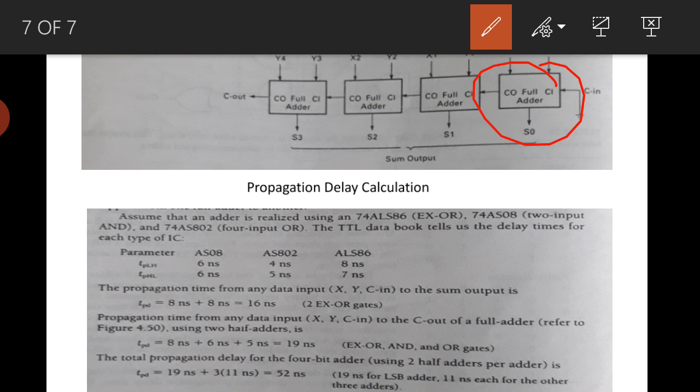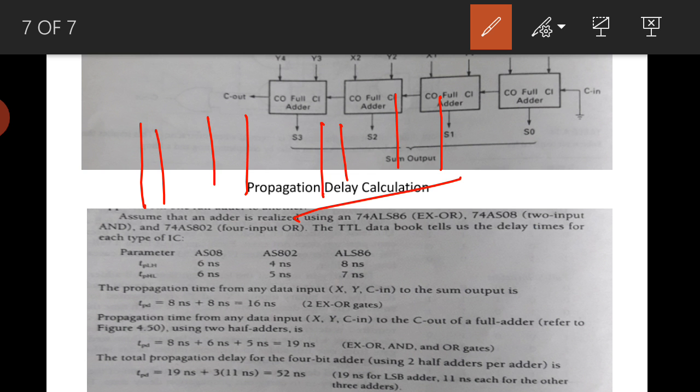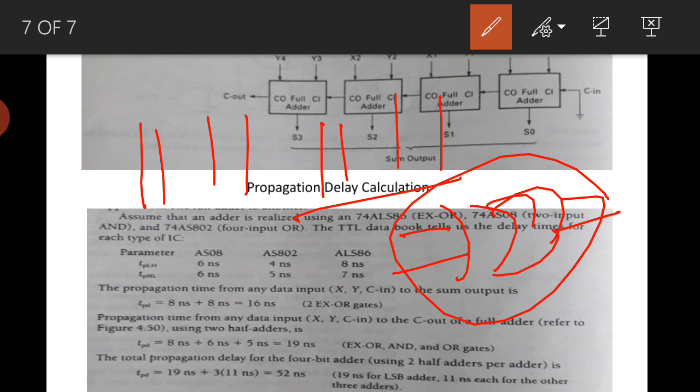If you consider it overall, 3 into 11, plus 19, the total is 52 nanoseconds for the 4-bit full adder here. Actually, at a time I am giving all the inputs. At the same time the first XOR will be calculated, so the first half adder is calculated for all of them at the initial stage. Next, whatever carry is there will take the time.